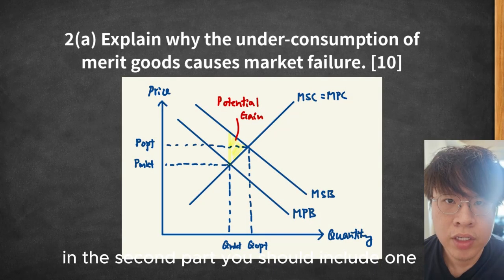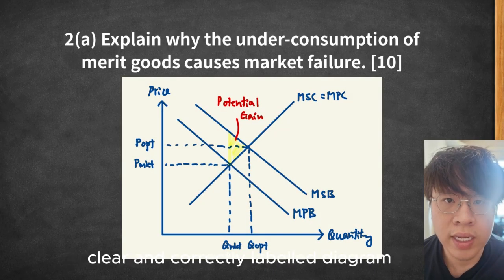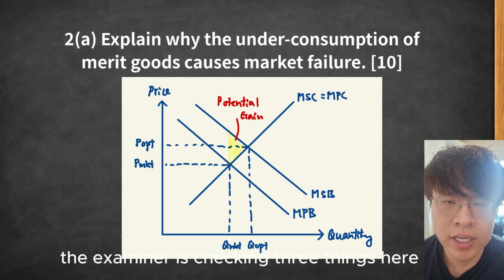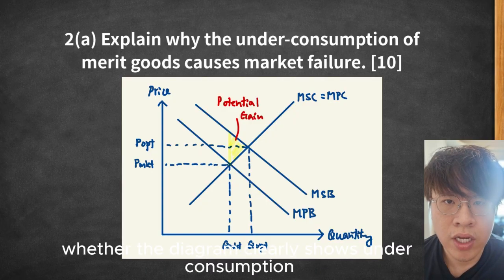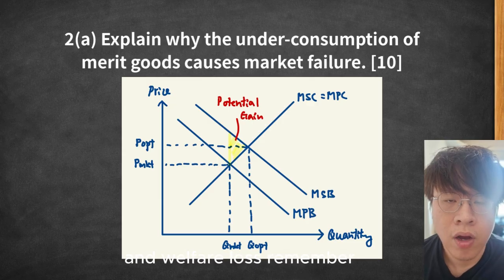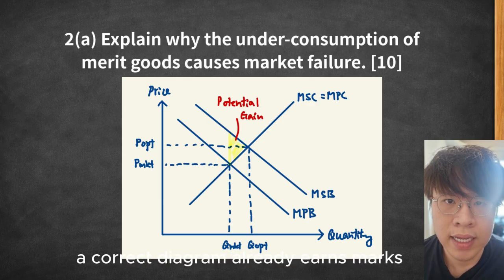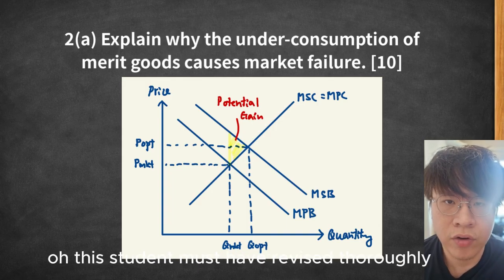In the second part, you should include one clear and correctly labeled diagram. The examiner is checking 3 things here. First, whether the curves are correct. Second, whether the market equilibrium and the socially optimal output are correctly identified. Third, whether the diagram clearly shows underconsumption and welfare loss. Remember, all labels should be included. A correct diagram already earns marks and gives the examiner the impression, oh, this student must have revised thoroughly.